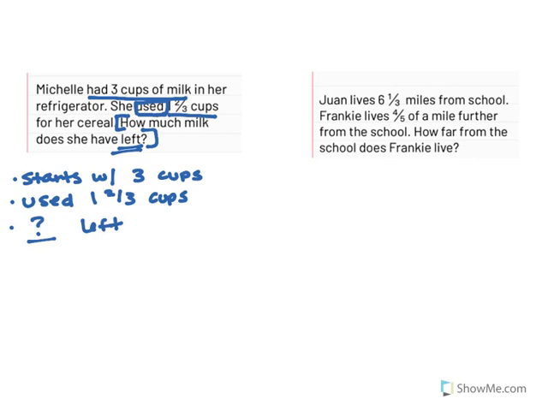There are 2 things here that help me know that this is a subtraction problem. One, that she used a part of her total being 3 cups, and she used 1 2/3 of it. And also, we're trying to find how much was left. The word left often indicates that we were finding an amount left over or subtracting. So, we're now going to go ahead and solve 3 cups minus 1 2/3 cups.